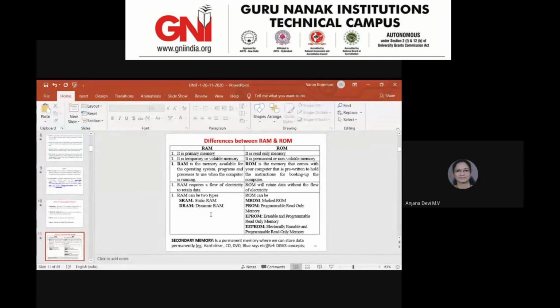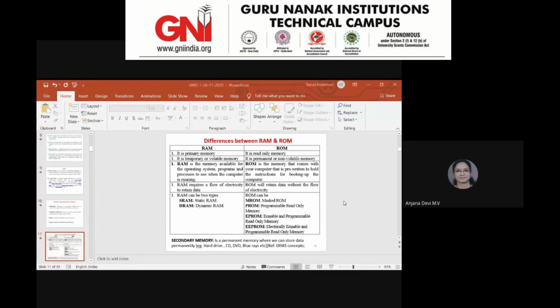Ma'am, you can take a screenshot of these differences. Why? I will send the PPTs, don't worry. If you want to take, you can. I will send them in your WhatsApp group. Do you want to take now? Yes, ma'am. Okay, you can take. Have you taken? Yes.